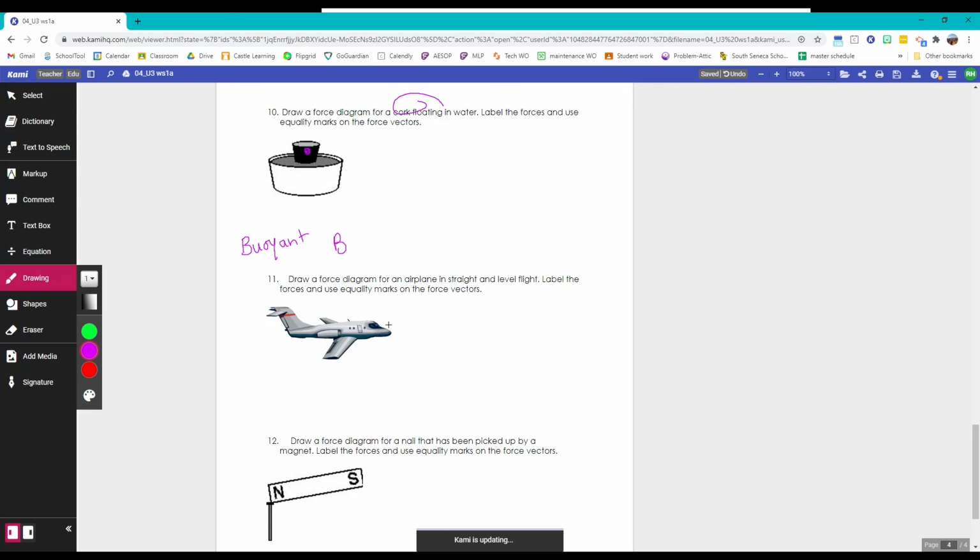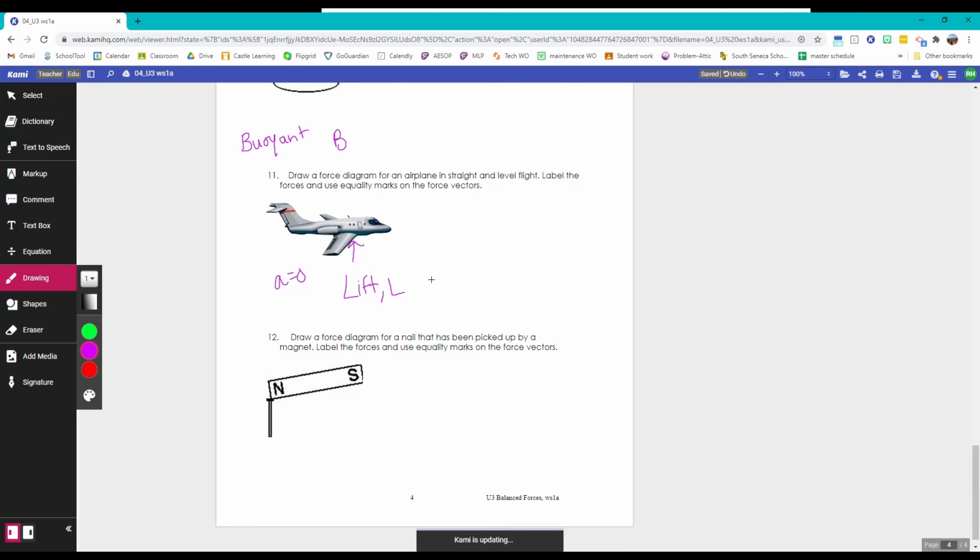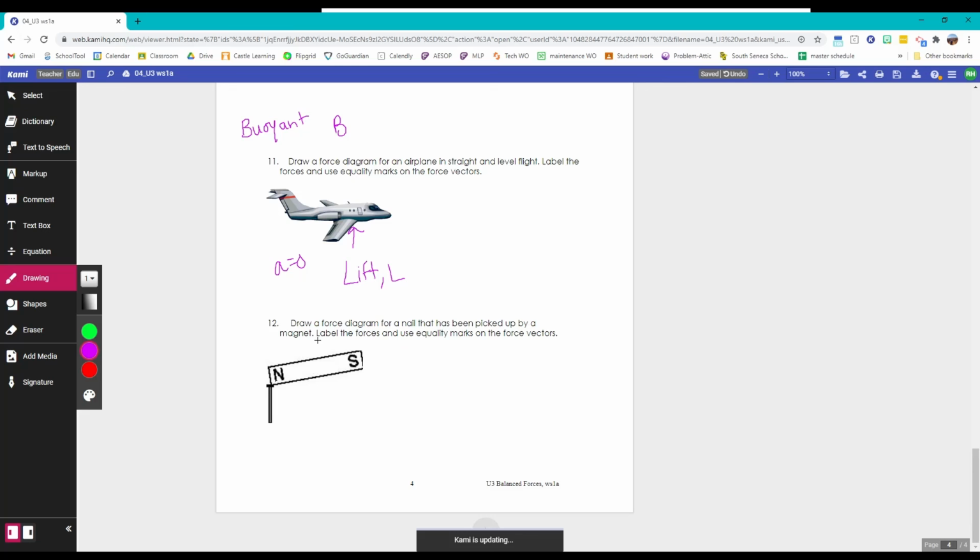For 11, the airplane is straight and level, flying at a constant rate, so acceleration is 0. We call the force that makes planes fly lift. We'll abbreviate that with an L. Great. And then the last one, 12. Magnetic force. You want your object to just be the nail. Your system is just the nail. And we can call the force magnetic. It can be a force applied, or it can be a force magnetic, or you can abbreviate it M. Any of those are fine for a magnetic force.